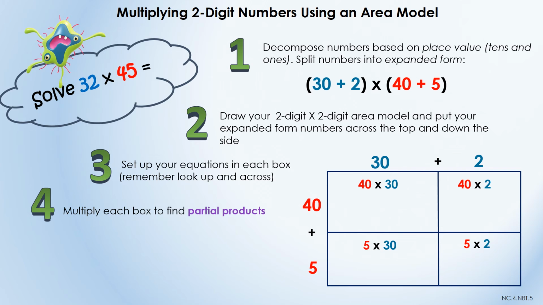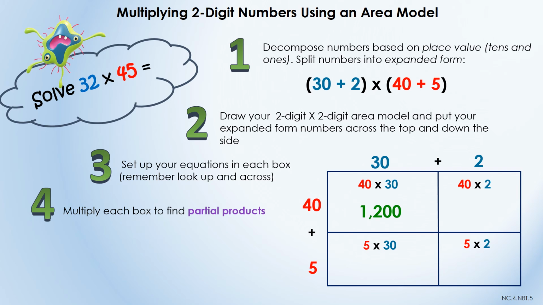Step 4. Now I need to multiply each box to find my partial product. Let's take our very first box where it says 40 times 30. I know that 4 times 3 equals 12. So I'm going to write my 12. And I also see that I have 2 zeros. I'm going to add those 2 zeros to my 12 to make it 1,200 because I'm dealing with 2 groups of 10s.